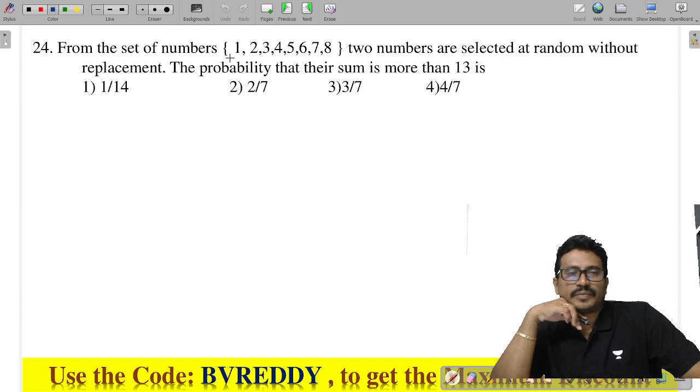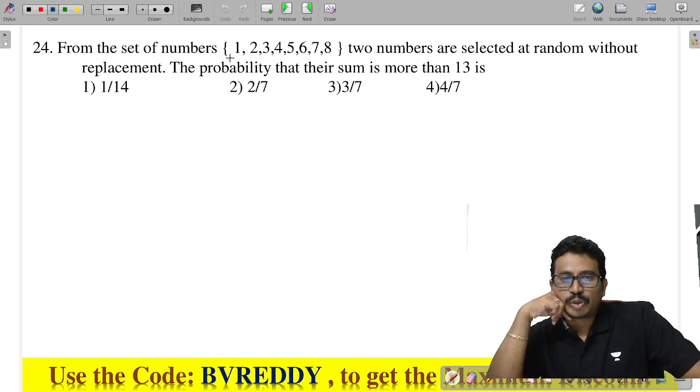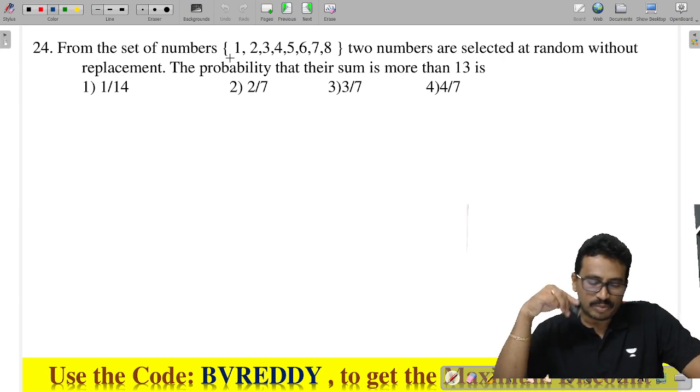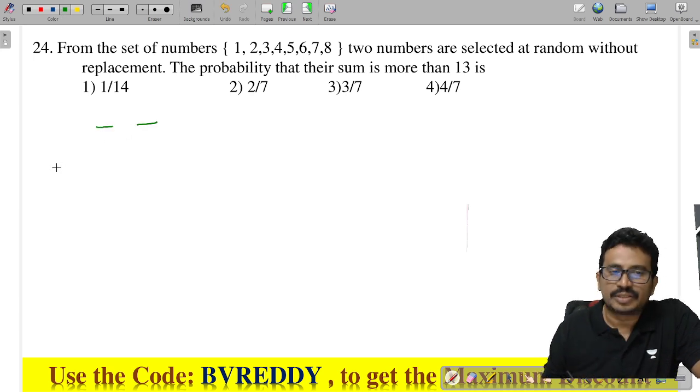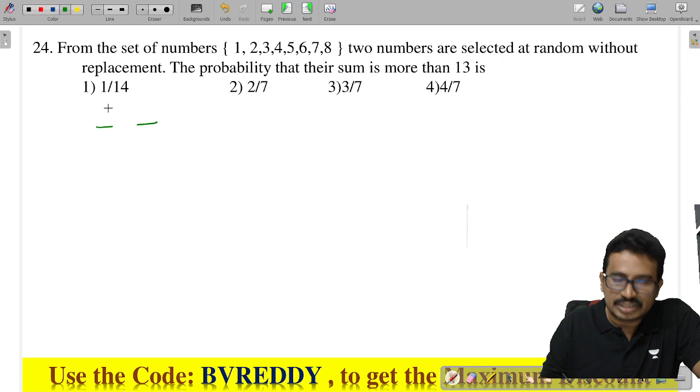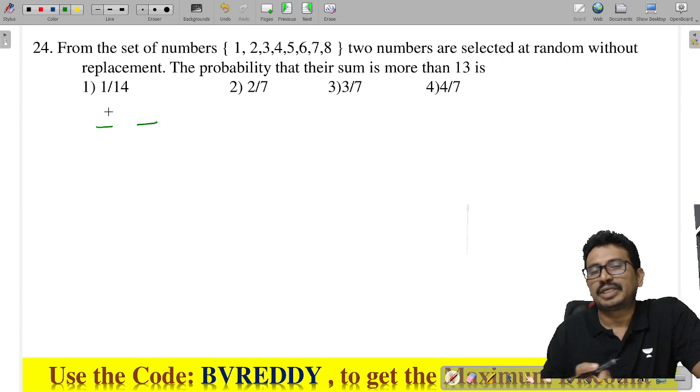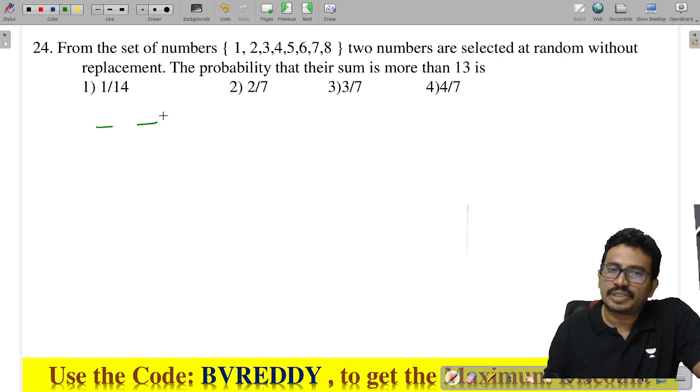Next. From the set of numbers, two numbers are selected at random without replacement. The probability that their sum is more than 13. The probability that the sum is more than 13. Two numbers we have picked randomly. So if it is 6, 6, that is 12, but more than 13 means not equal to 13 also. More than 13 means what? 14, 15 possible? Yes, like that.